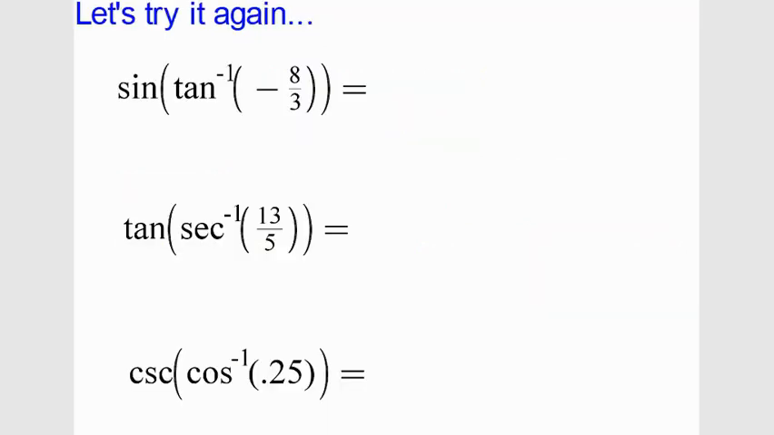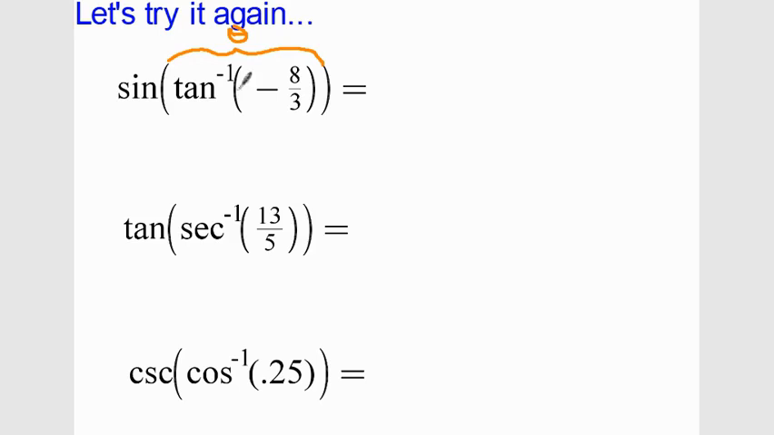Okay, so let's try that again. We'd like the sine of the angle whose tangent is -8/3. So we want the sine of this angle. The problem is there's not an angle on the unit circle that has a tangent of -8/3. So what are we going to do? We're going to draw a triangle.